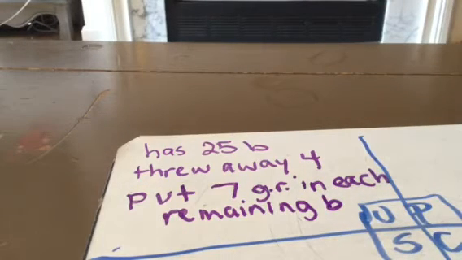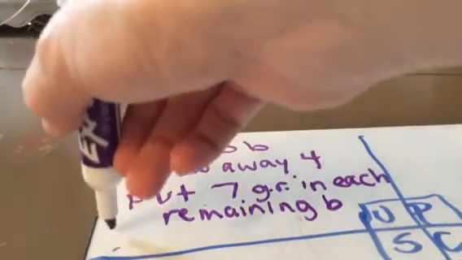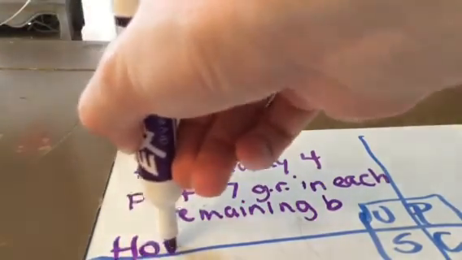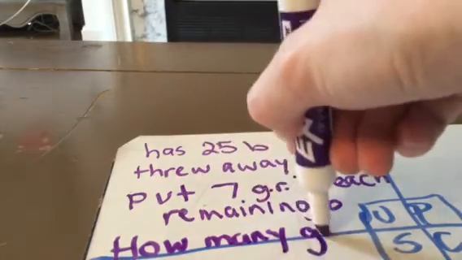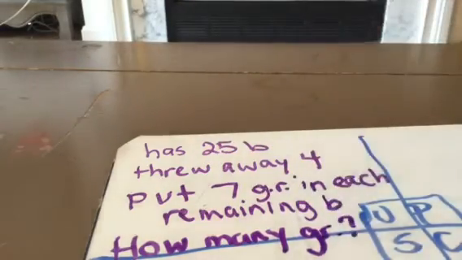And the question asks, how many pieces of rice or how many grains of rice did she use? Okay, we're going to just abbreviate GR as grains of rice. All right, so we're going to go piece of information by piece of information in our plan.